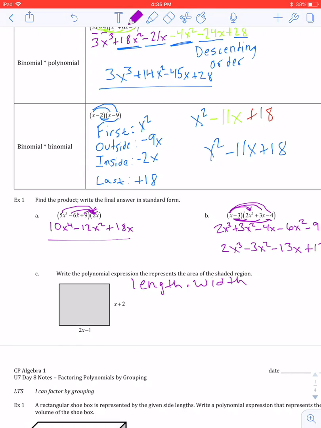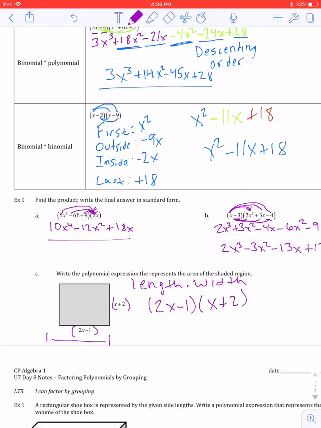Okay, well, looking at the sides, I know that these expressions, these binomials that they gave us, are going to express both of those. Okay, so we can just combine those and multiply them together to write an expression that represents the area of the region. Okay, so I'm going to count 2x minus 1. I'm going to consider this the length. I know the length can be represented by the binomial 2x minus 1. And if that's the length, that means this leftover binomial is the width of x plus 2.